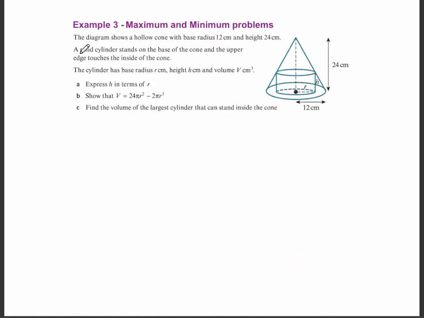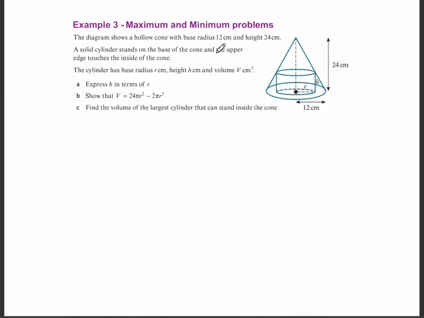One final example: the diagram shows a hollow cone with base radius 12 centimeters and height of 24 centimeters. A solid cylinder stands on the base of the cone and the upper edge touches the inside of the cone. The cylinder has base radius r, height h, and volume of v. So remember, this cylinder can have different heights and different radiuses. It can also be a taller cylinder. That's what the problem is saying.